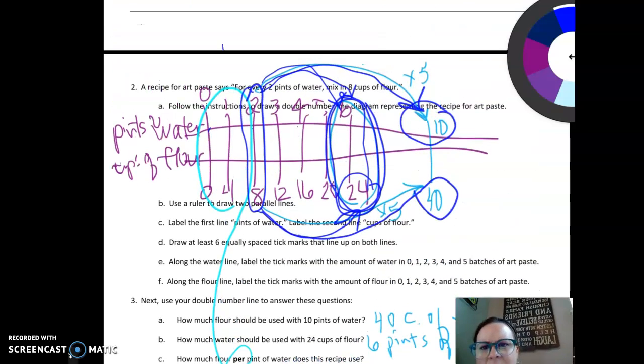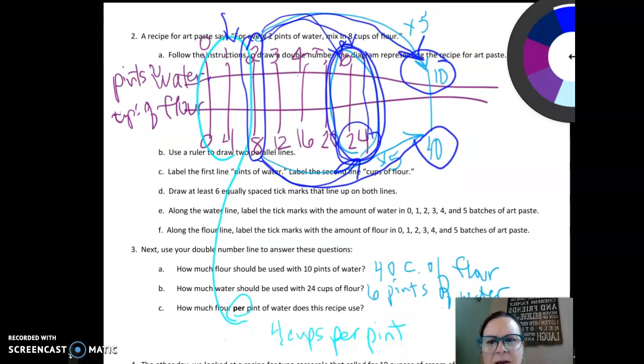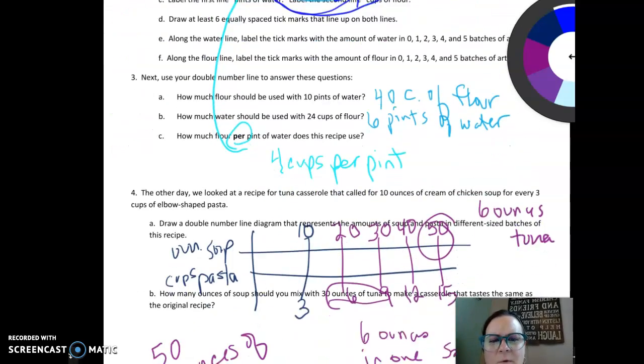And then how much per pint of water does the recipe use? Remember, this is our unit of amount. This is the piece that's really going to help us to solve any of these problems. My unit amount is for every 1 pint of water, I need 4 cups of flour.